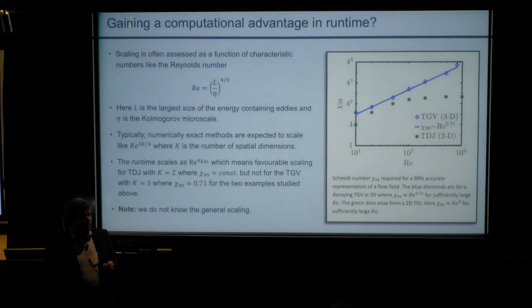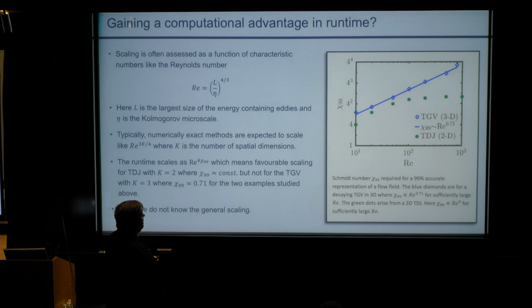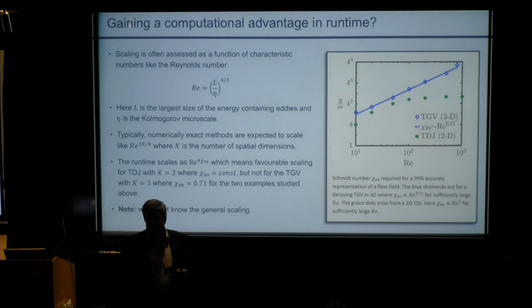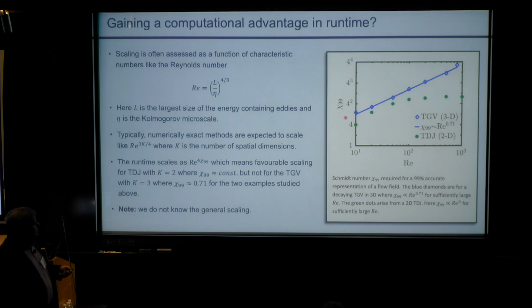So now I come back to this question of what we gain in terms of runtime. What we did is we looked at how the bond dimension that you need in order to describe these flows increases with the Reynolds number. Ideally, you want the bond dimension to not increase with the Reynolds number, which is maybe a bit too optimistic, but that's what you would like to have. Basically what we find is that in this 2D example that I've shown before, the bond dimension first increases and then essentially stays constant. So this really does seem to saturate.